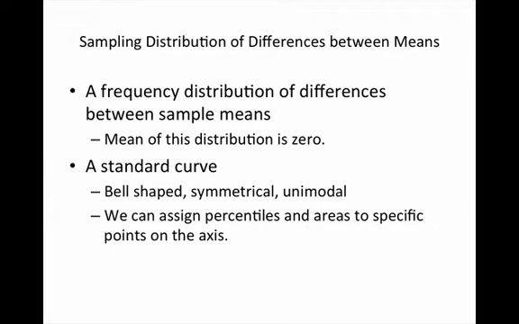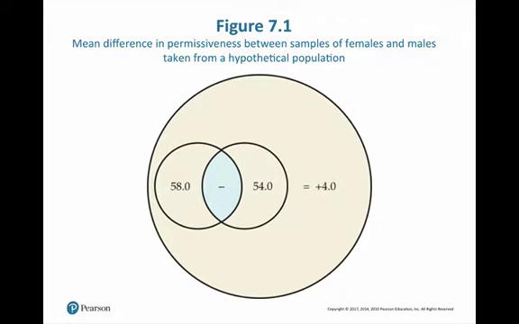This lecture discusses the sampling distribution of differences between the means. As is discussed in the textbook, a sampling distribution is a frequency distribution of differences between sample means, and the mean of this distribution is 0. It assumes that there is no difference between the two groups. And the sampling distribution, just like other sampling distributions that we've learned about, is a standard curve. So it's bell-shaped, symmetrical, and unimodal. And just like other standard curves, we can assign percentiles and areas to specific points on that axis.